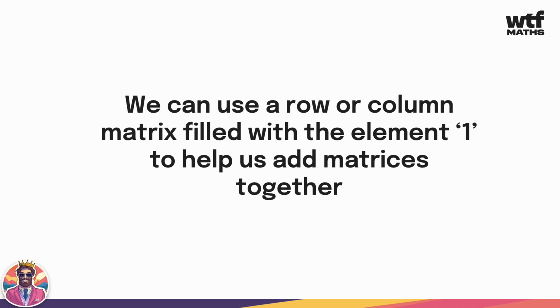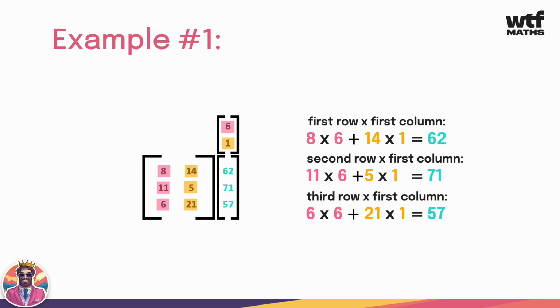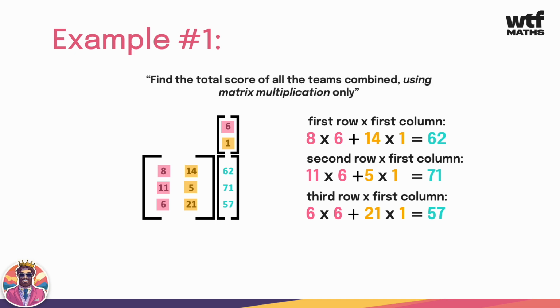So we can use a row or column matrix filled with the element 1 to help us add matrices together. Going back to one of our examples from the last video, we did some matrix multiplication, and this was all about the football games with the three teams. And we got this matrix here which had 62, 71, and 57 as our final result. Now let's assume we had a question that said something like, find the total score of all the teams combined using matrix multiplication only.